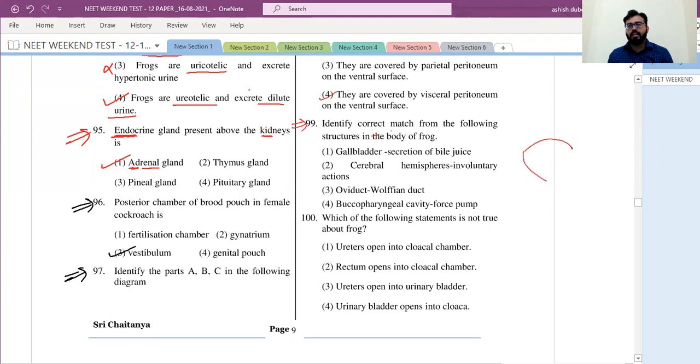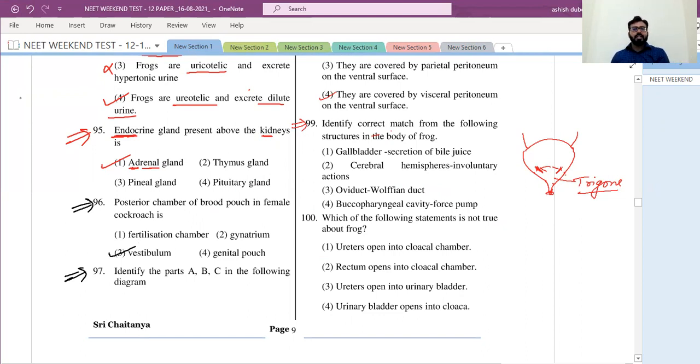This is the urinary bladder. The ureters are joining here. So this lower region, where there are the openings of the left and right ureters and the opening of the urinary bladder, is known as the trigone. So the fate of the Wolffian duct in human beings is the trigone of the urinary bladder. So it is also not a correct match. Oviduct is not matched to Wolffian duct. It is related to excretion, not reproduction.